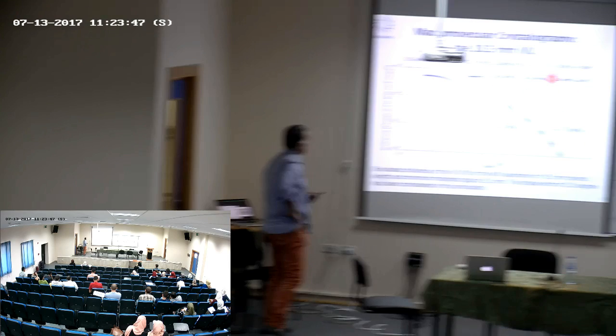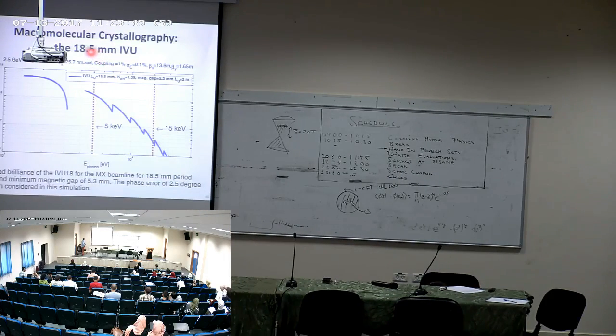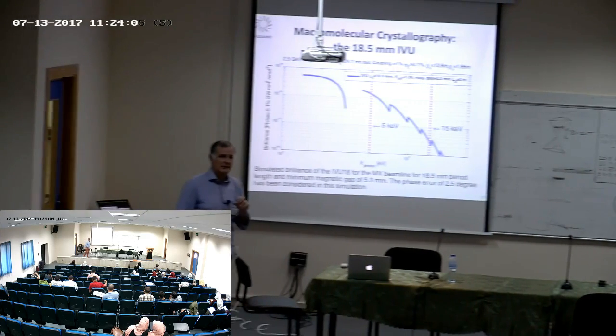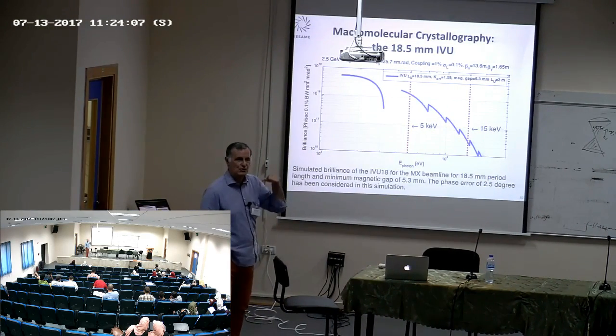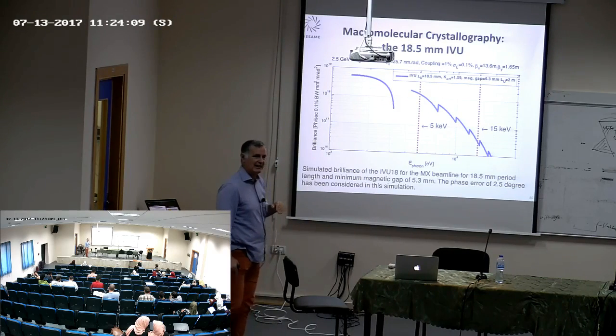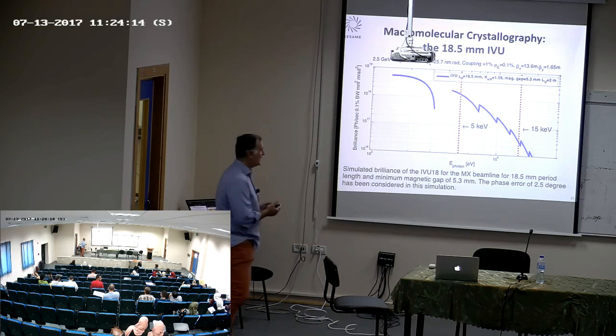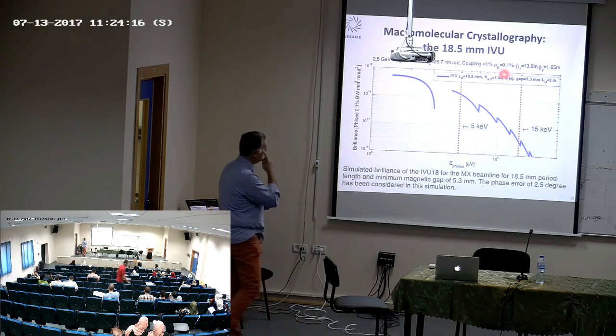Therefore, we're going to have a minimum magnetic gap of 5.3 millimeters, which corresponds to a physical gap of 5 millimeters. That is the maximum we could. In principle, you would like to close it a bit more, but then you want the electrons to go through the device. So this was somehow a compromise which we had to agree with the accelerator physicists.